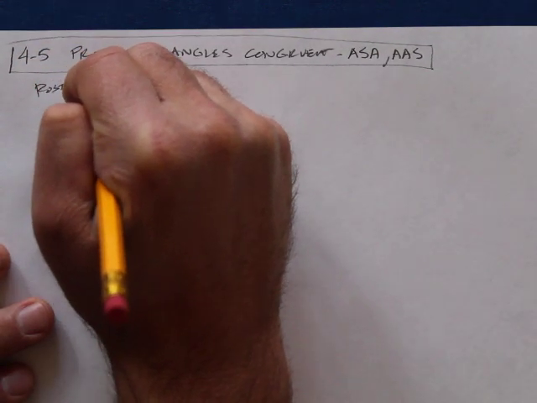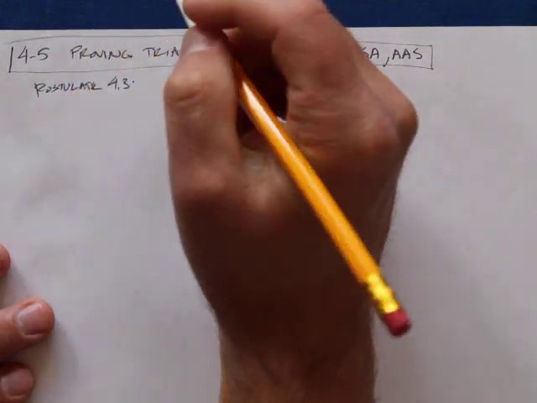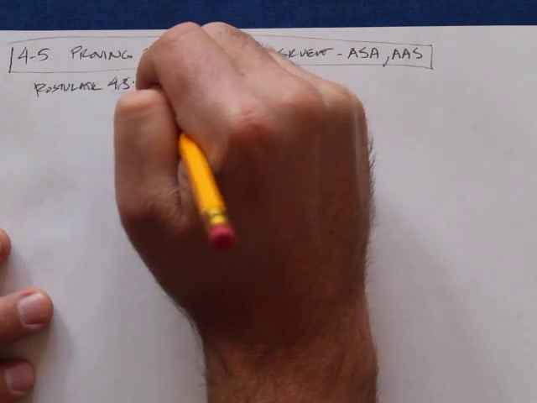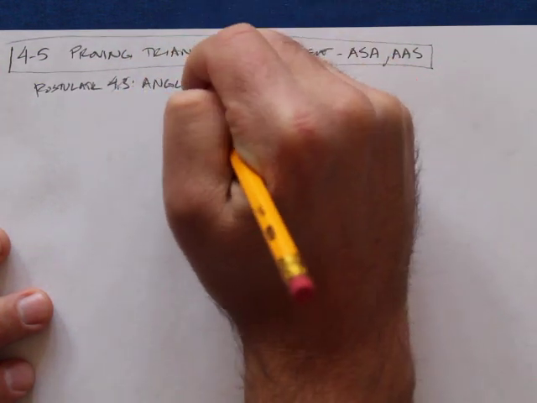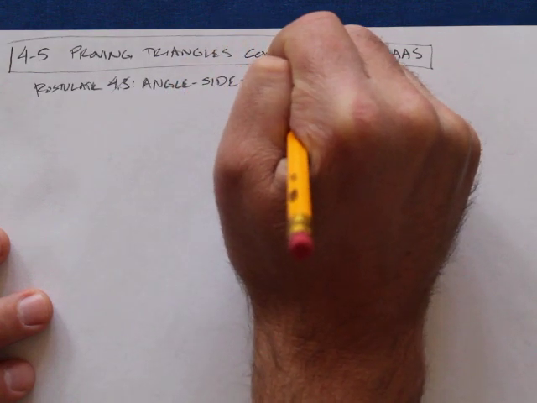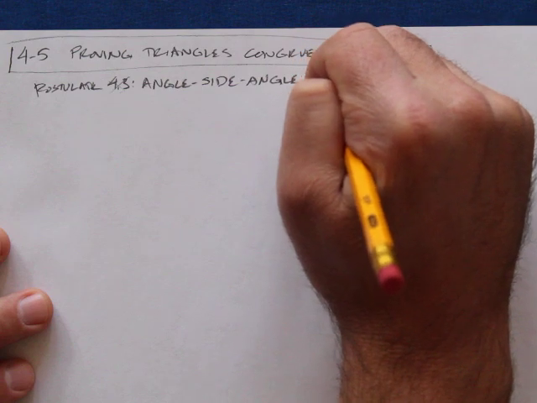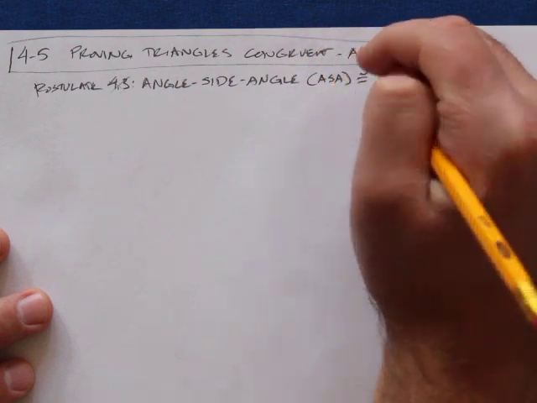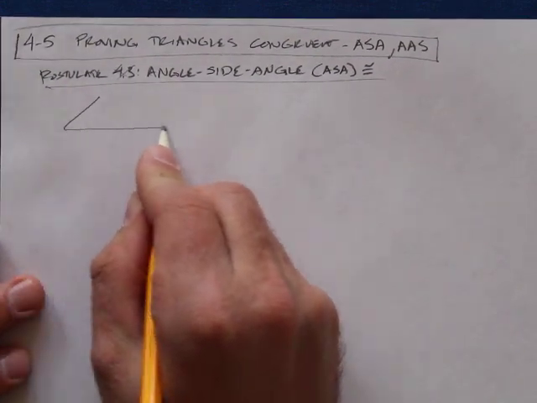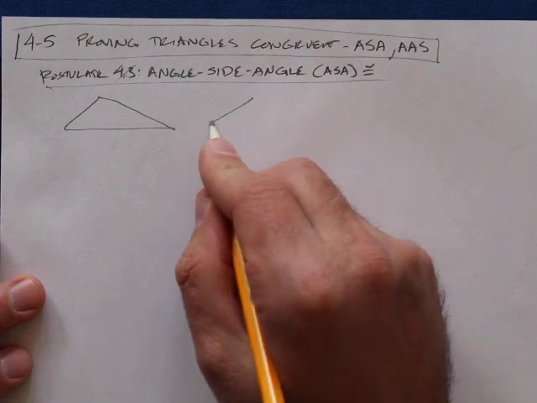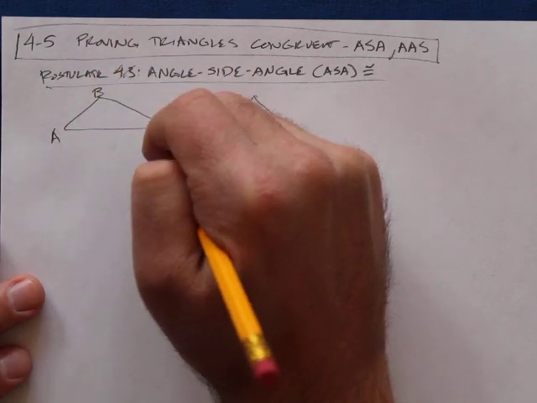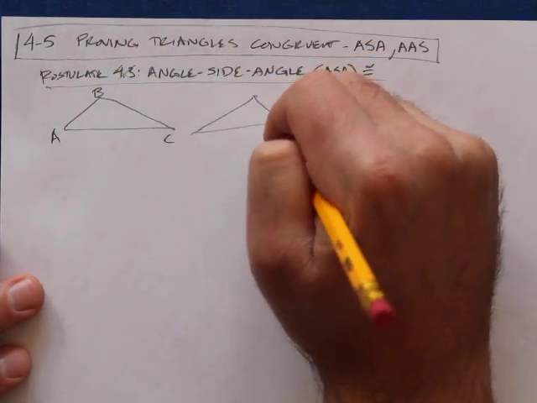Postulate 4.3 in our book. Remember, ignore the numbers. Angle, side, angle, or angle, side, angle congruence. Let's draw two triangles, ABC and triangle DEF.